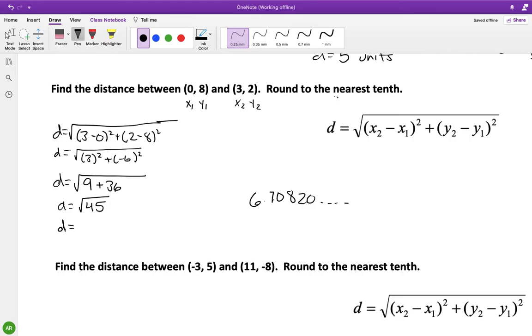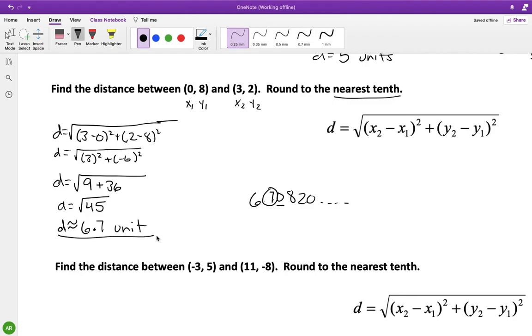So I want to round to the nearest tenth. So I look at the hundredths. This is less than 5, so I'm just going to leave that as a 7. So I can say that D is approximately, it's not an exact number, so I need to change this to approximately 6 7/10 of a unit. All right.